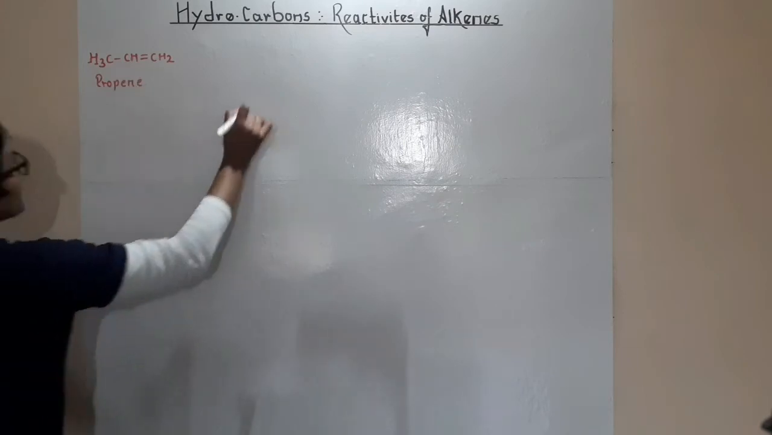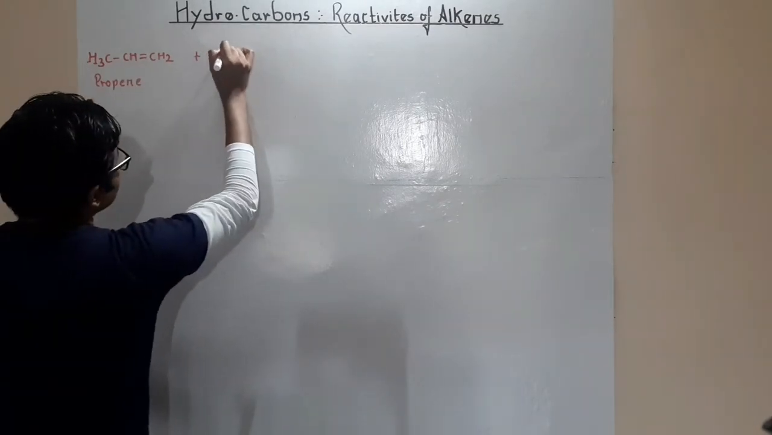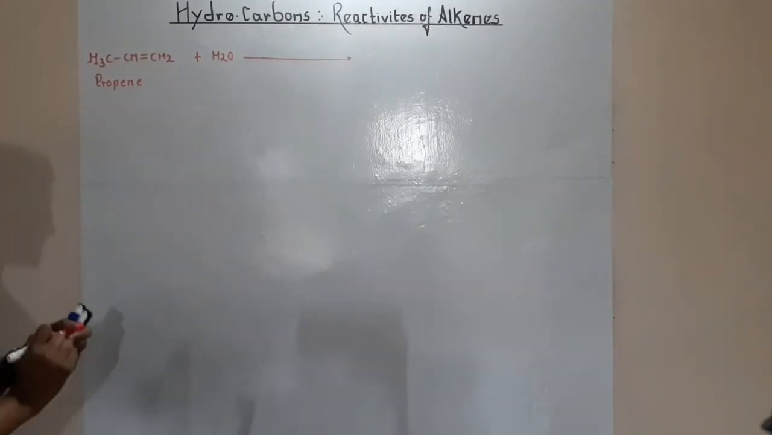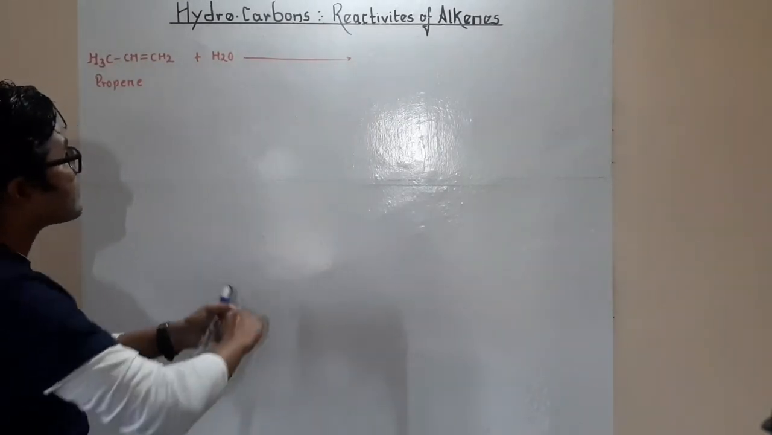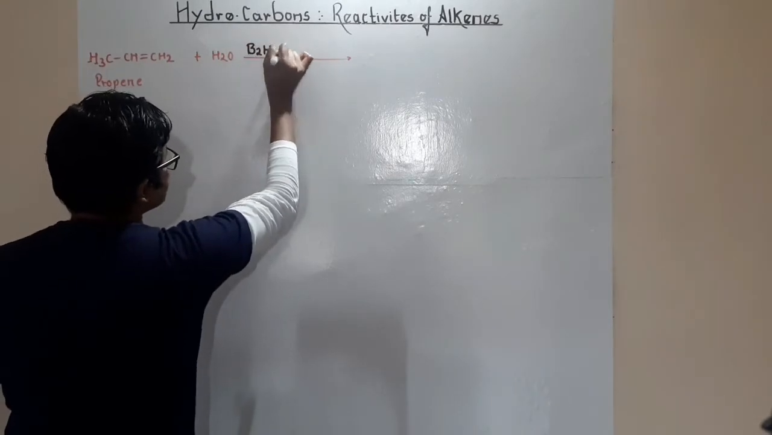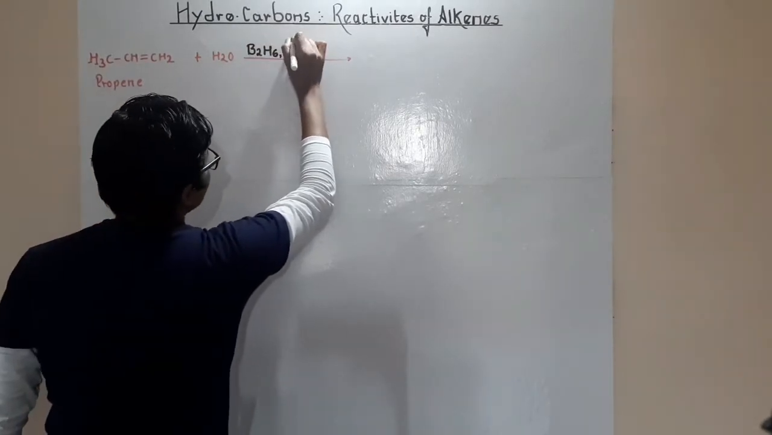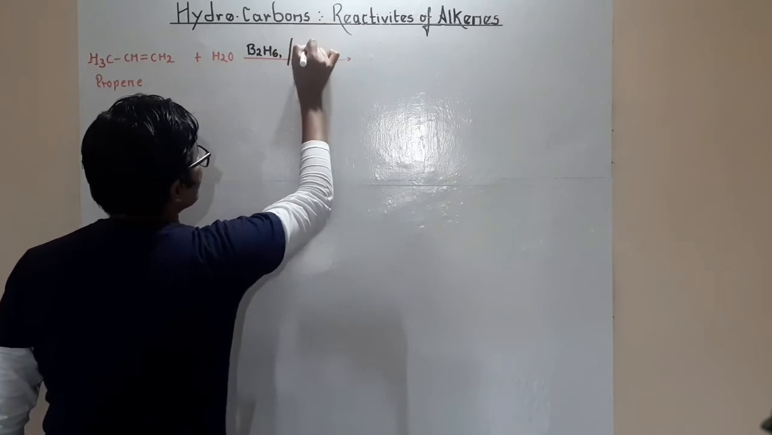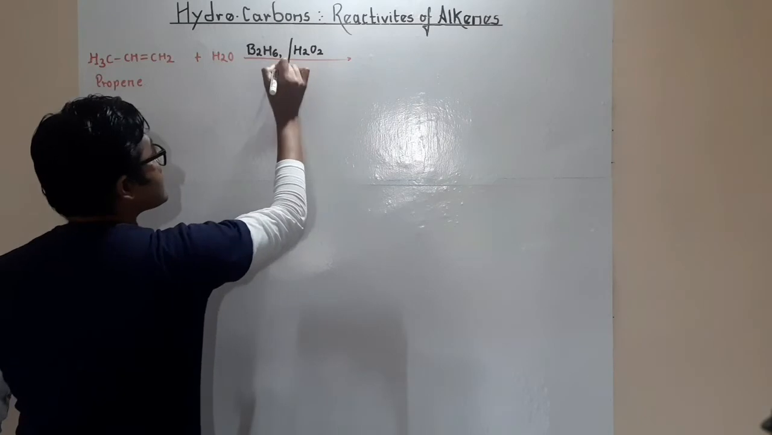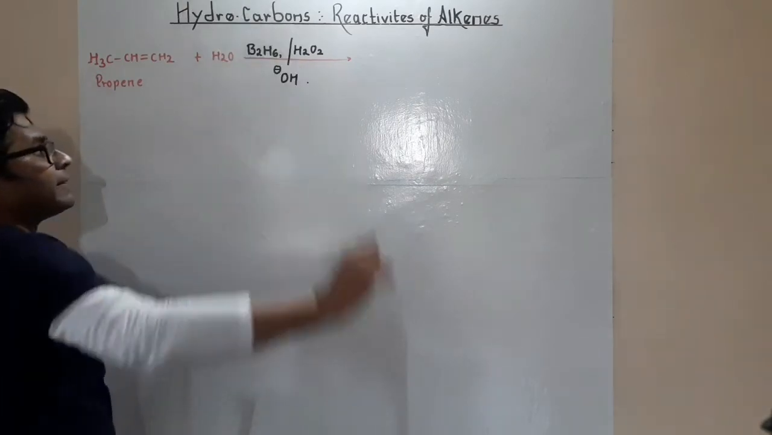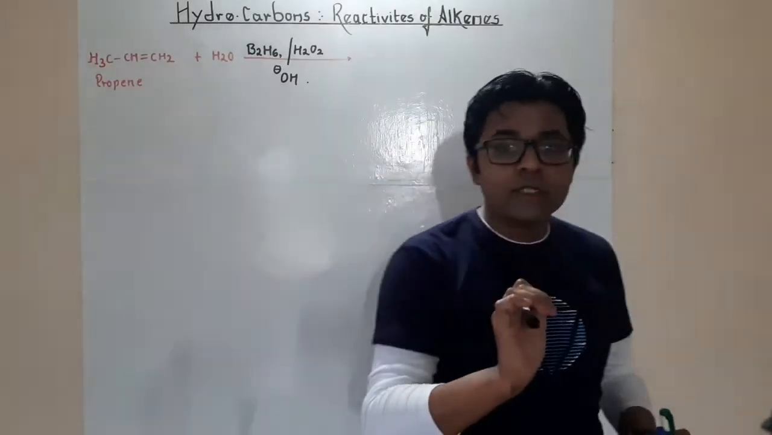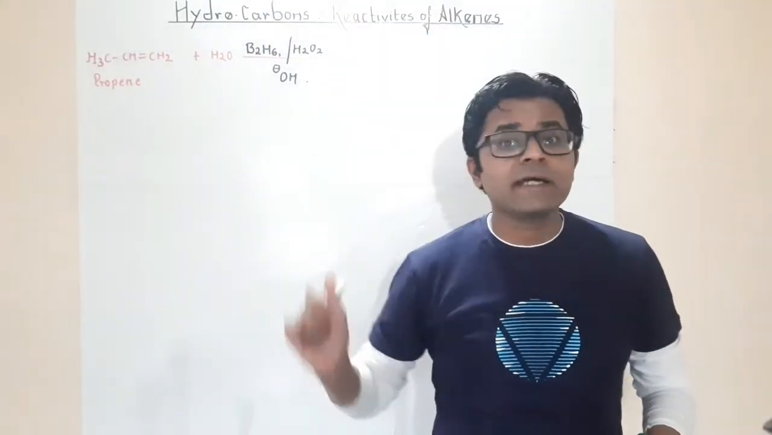So if we take propene and if this addition is with the water molecule but in the presence of, what are the things that we have decided before? In the presence of diborane, that is B2H6, and an oxidizing agent, let's take an oxidizing agent like a peroxide, and this entire thing is taking place in a basic medium, so therefore OH minus. So now the addition of water takes place in accordance with the Karash effect.